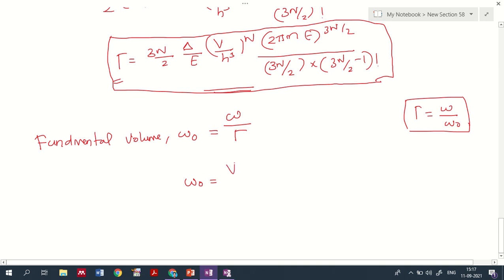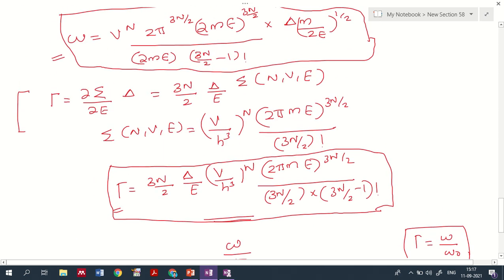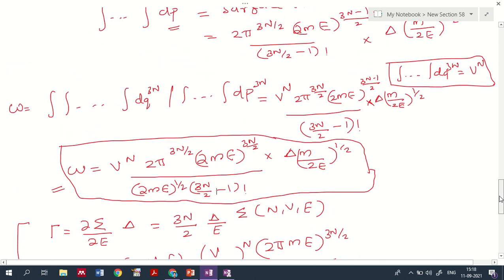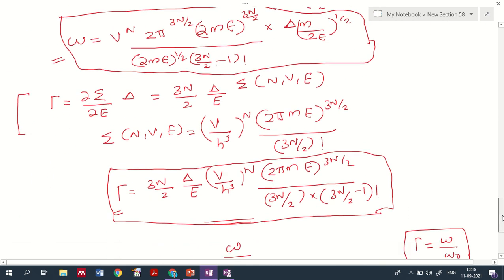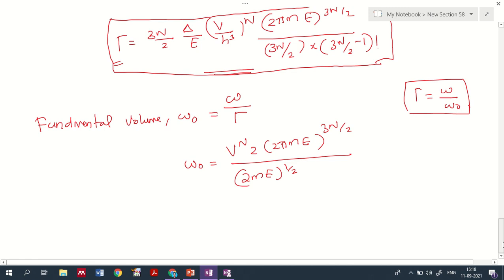So what is omega? That is v raised to n times 2 pi me raised to 3n by 2, divided by 2me raised to 1 by 2. Okay, it was there. So here it was 2me raised to 1 by 2. There is a correction: minus 1 by 2 will be there, right? So you have to represent it like that. Sorry for that. So 2me raised to 1 by 2.